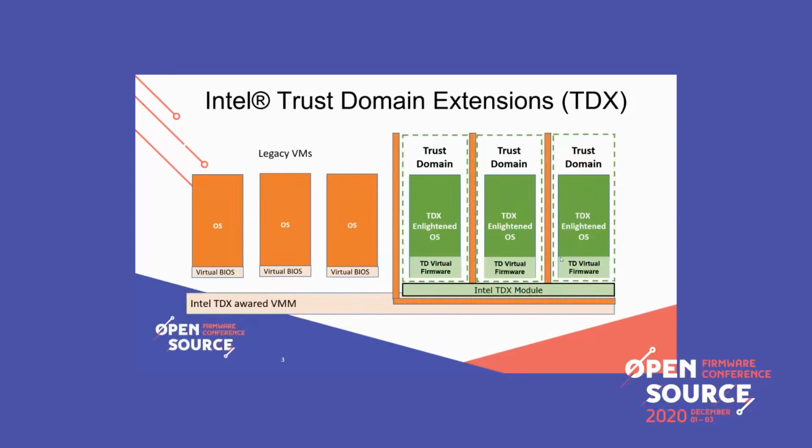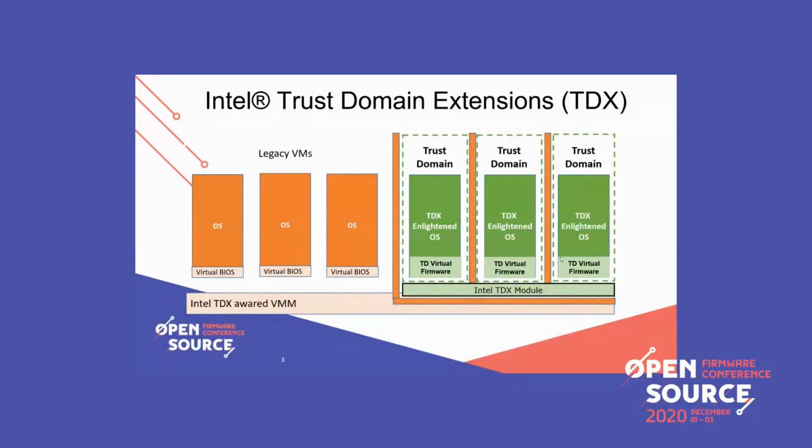On the left-hand side, the red box shows the legacy VM. This is a traditional VM or hypervisor environment. The hypervisor has the highest privilege. It can access or modify the VM environment. On the right side, the green box shows the TDX Enlightened OS running in a TD.